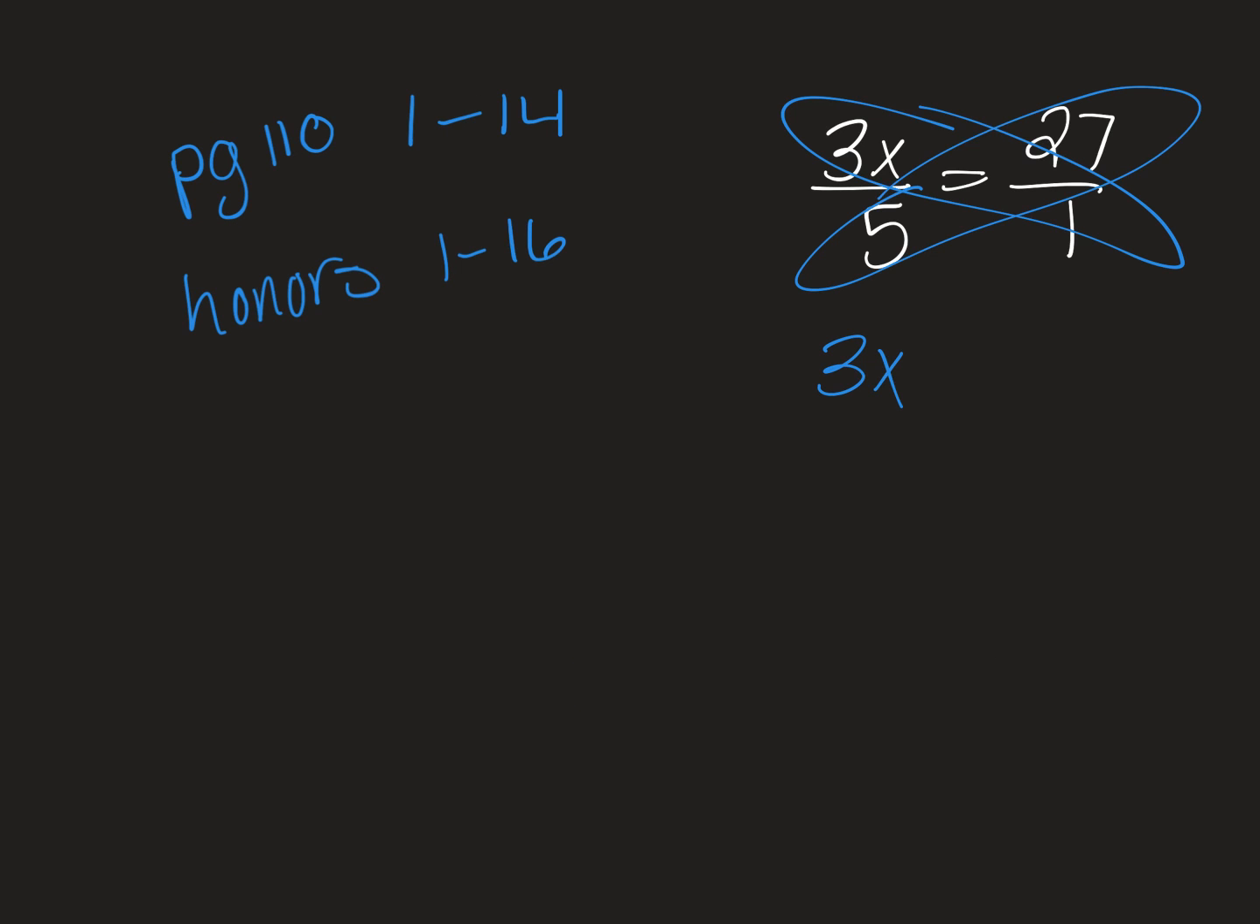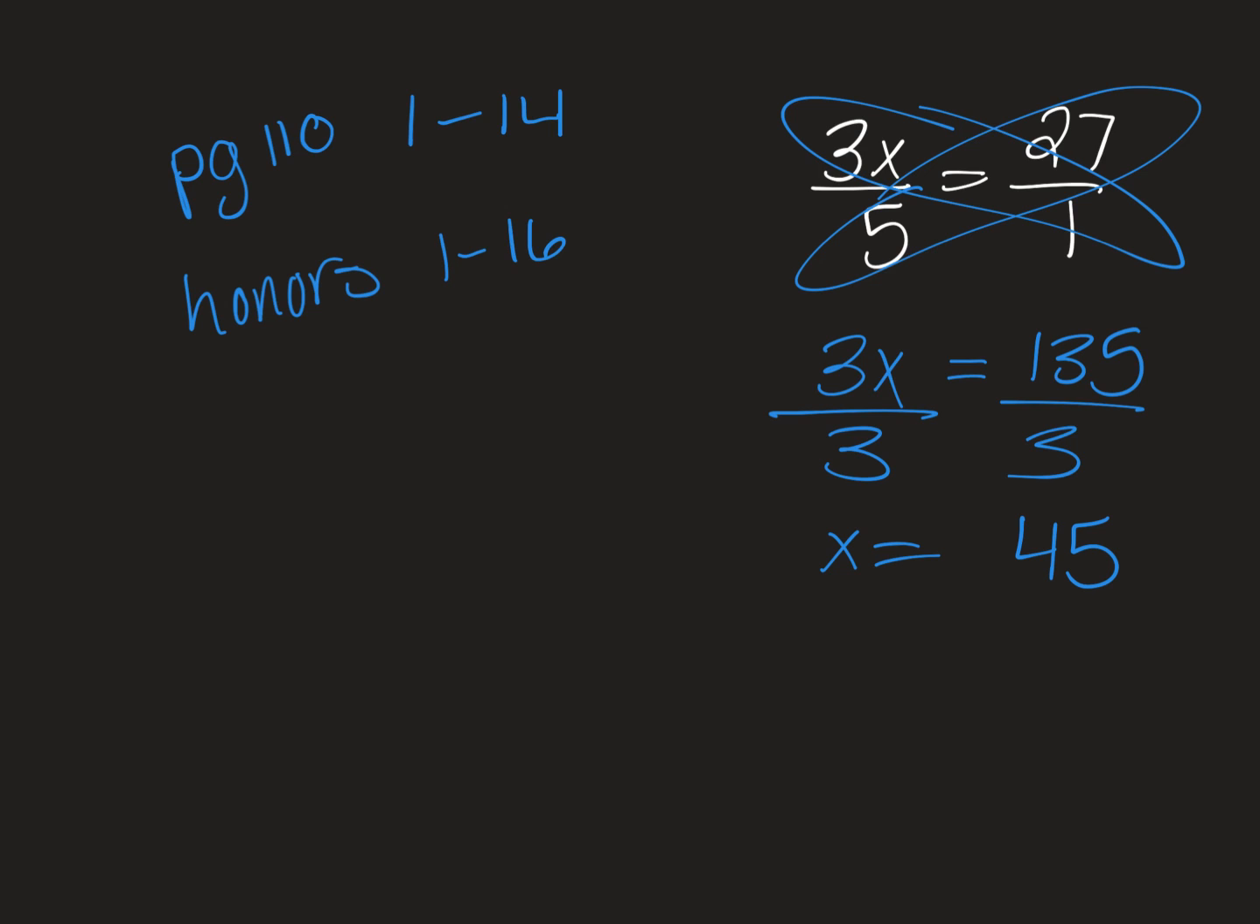5 times 27 is something. 135. Okay, that's what I thought. Thank you. Then divide by 3, and you get 45. So there's number 1. All right, so some of these are even shorter and have fewer steps. So that's how you'll do number 2 the same way. Put that 21 over 1.